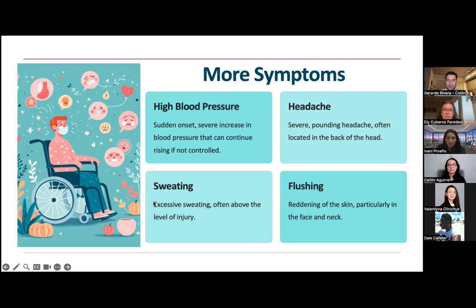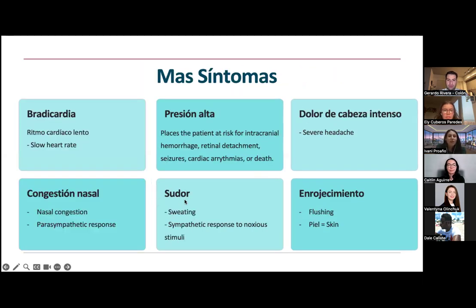This is more of a sympathetic response, but you will also see a parasympathetic response, such as bradycardia and ritmo cardíaco lento, a slow heart rate. You could see again presión alta, which would be high blood pressure. This places the patient at risk for developing strokes, intracranial hemorrhages, retinal detachment, seizures, cardiac arrhythmias, or even death. And again, they would be complaining of a headache, dolor de cabeza intenso, an intense headache.